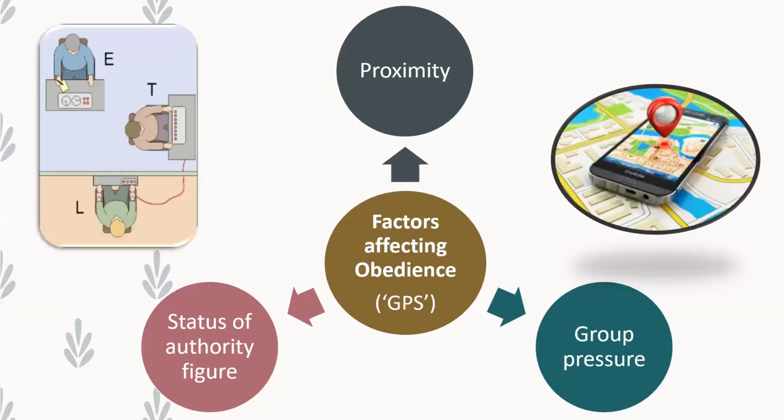So just before we finish off for today, we're just going to look at the factors that affect obedience, okay? And we can apply this both to Milgram's study as well as our everyday life, in terms of how we are obedient in our everyday lives. Now, the three factors are group pressure, proximity, and status of the authority figure. And we can use the memory tip GPS to remember that, okay? So G for group pressure, P for proximity, and S for status of authority figure there. So those are the three factors that can affect your obedience. So we'll just have a look at them now.